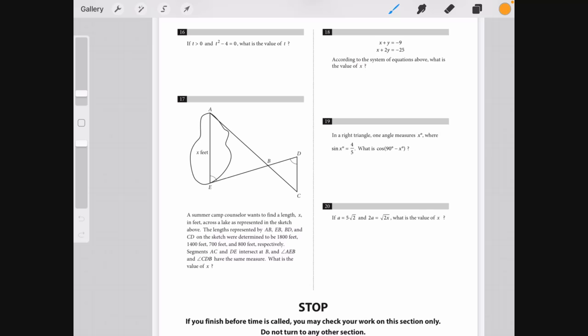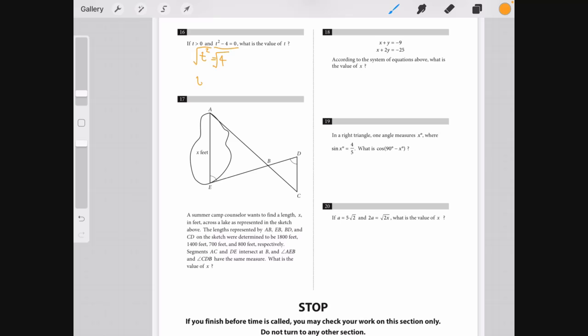If t is above 0 and t squared minus 4 equals 0, what is the value of t? So basically we need to solve this. I add 4 to both sides of the equation, so t squared becomes 4. Then from here I square root both sides of the equation.